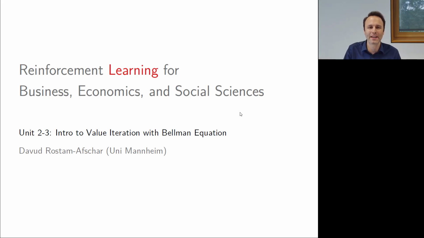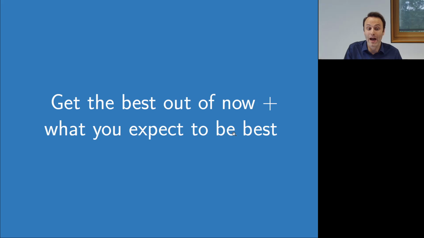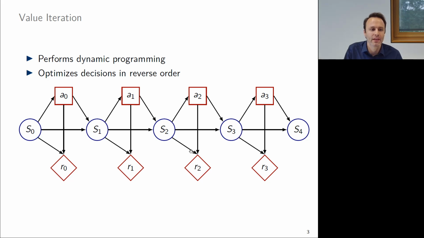Welcome to Reinforcement Learning, and we're going to learn how to get the best out of now and what you expect to be the best in the future. Now, in Markov decision problems, there are many algorithms that can find the optimal policy. Value iteration is one of them, and essentially it solves a dynamic programming problem. The idea is to work by backward induction, so to start with the last period and work your way back to see what the optimal policy might be.